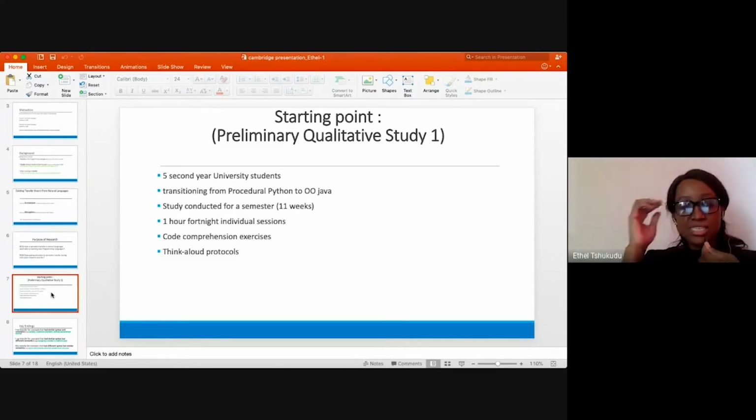I had a qualitative study with only 5 participants at the university. They were doing second year. They had learned procedural Python, so they had no idea about objects, and they were just starting in their second year to learn object-oriented Java. So the study went on for 11 weeks. I was meeting them individually on 1 hour basis, just talking through Java code and letting them go through it line by line and try to explain what they think it means.